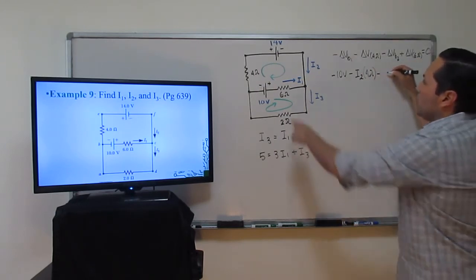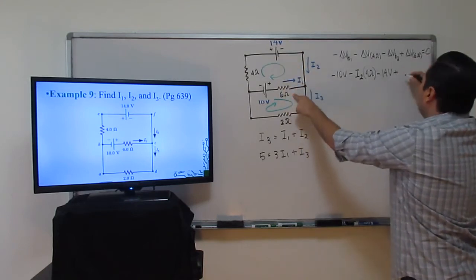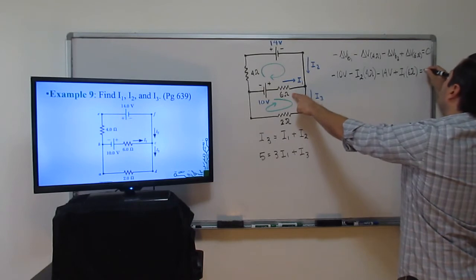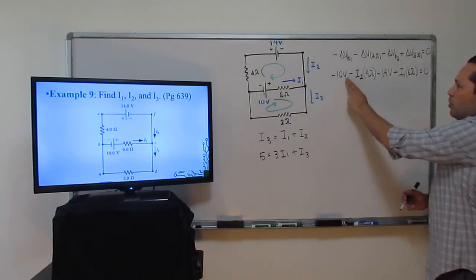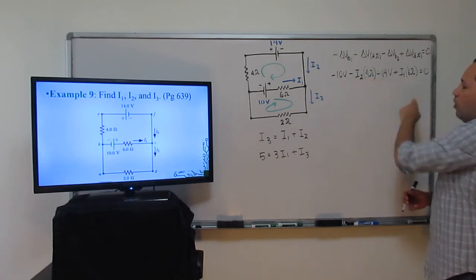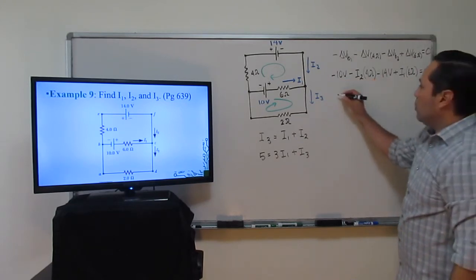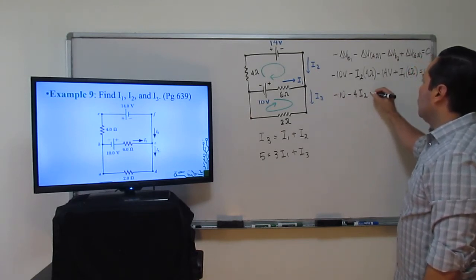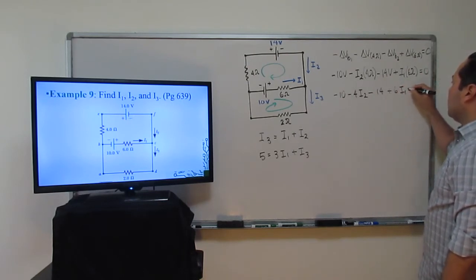All right, minus the 14 volts plus I1 multiplied times the 6 ohms. That equals 0. Now we can go ahead and again drop all the volts and the ohms and make it more like a formula. So it'll look like this: negative 10 minus 4I2 minus 14 plus 6I1 equals 0.